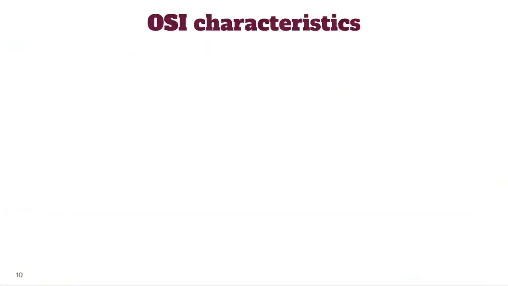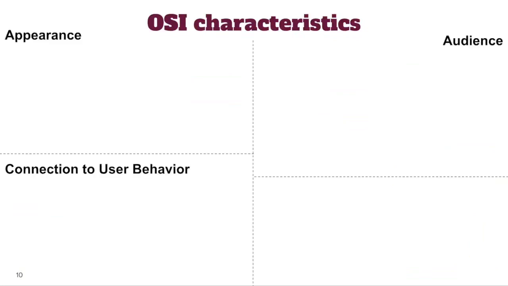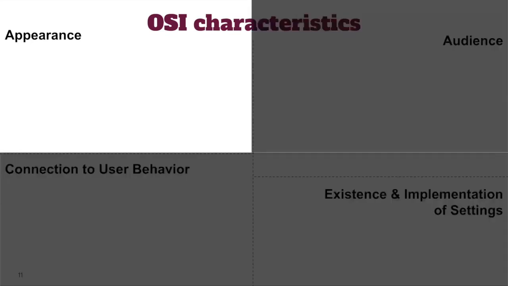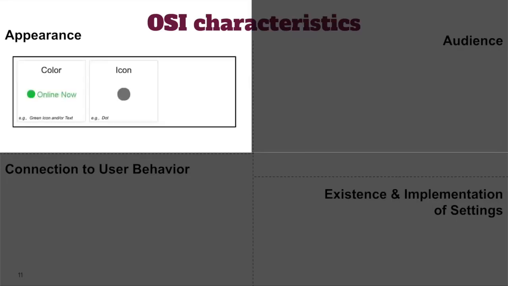So we characterized OSIs along 4 axes. I'll talk about their appearance, audience, connections to user behavior, and the existence and implementation of settings for OSIs in each of these apps, and how they vary for different apps. Appearance is probably one of the things that users would notice first in terms of differences between OSIs. At the beginning of this talk, I gave the example of green dots, and I chose that because 19 of the 40 apps that we studied have OSIs that appear with a green color and a dot icon.